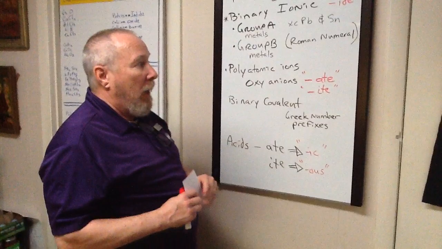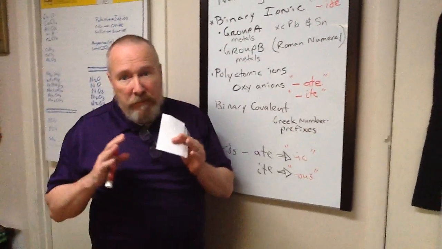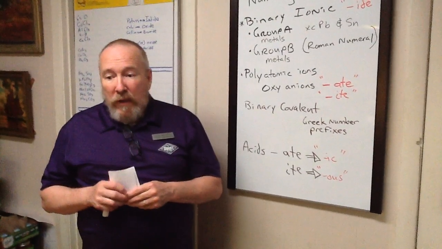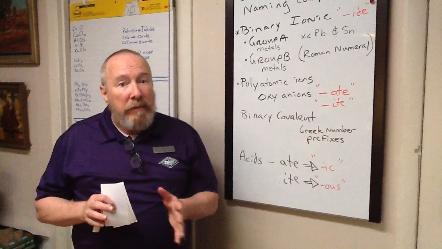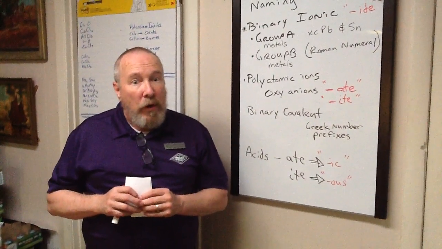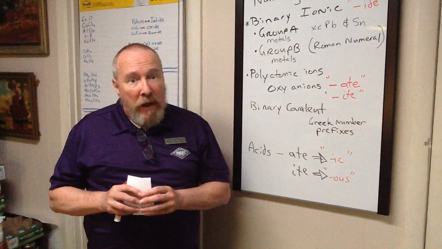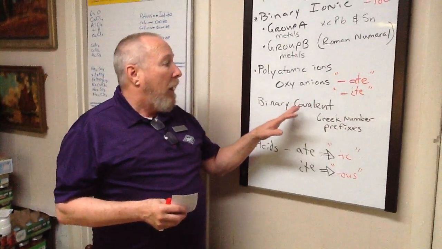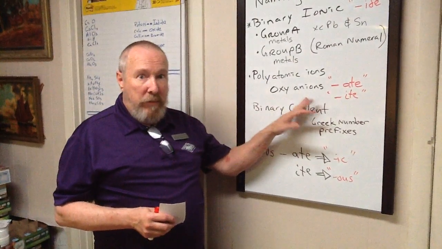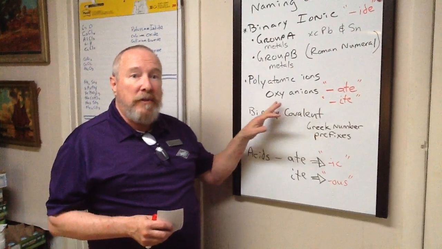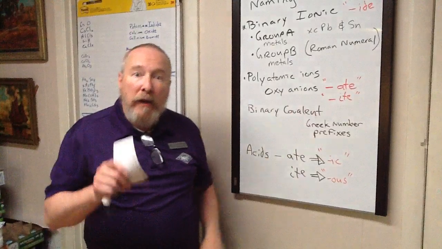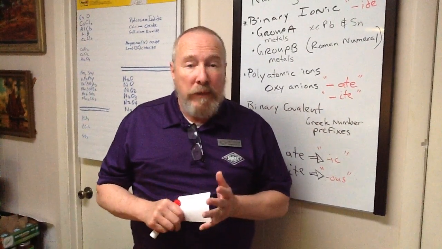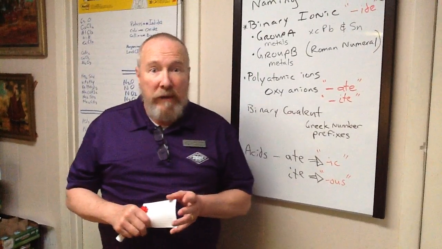Now, it does get more complex. We're going to have some ions that are not elements, okay? They're called polyatomic ions. There are a number of them. Most of them are oxyanions, polyatomic anions containing oxygen. Not all of them. Some polyatomic ions like ammonium are positively charged and don't have oxygen in them.